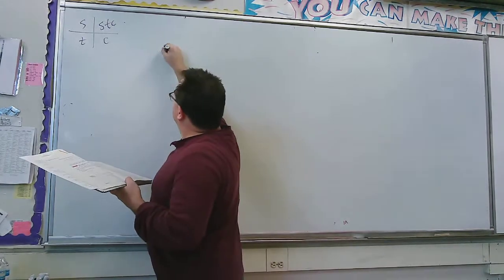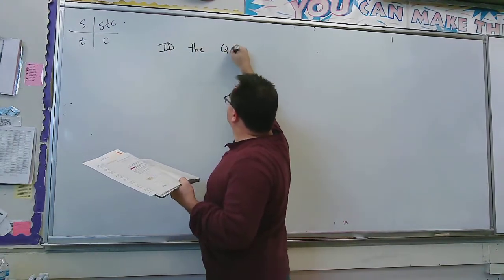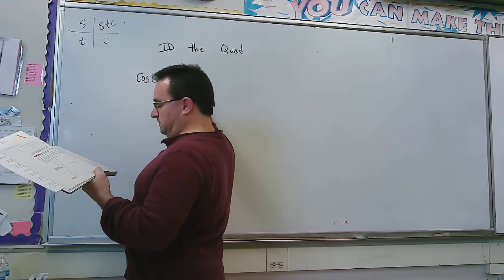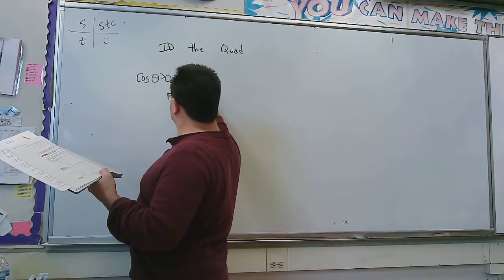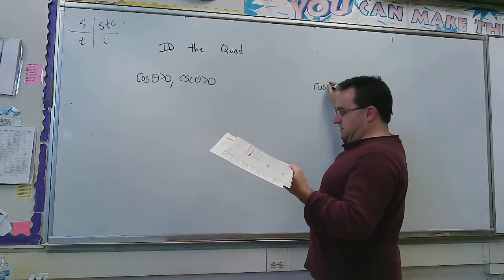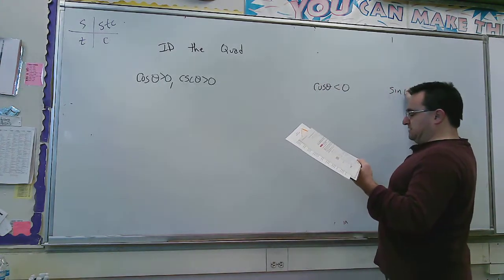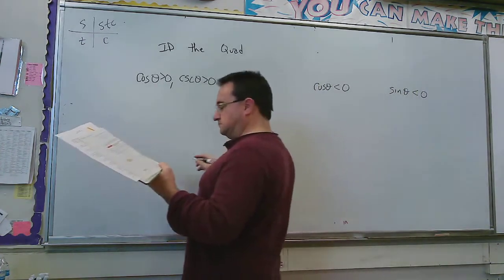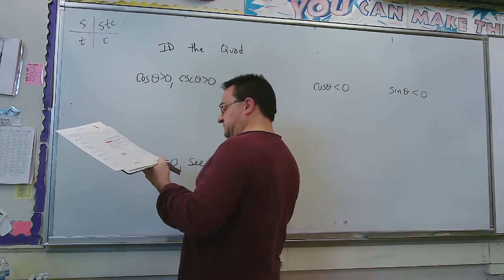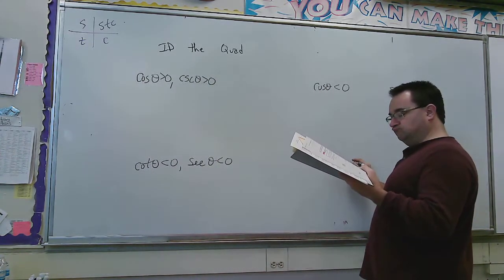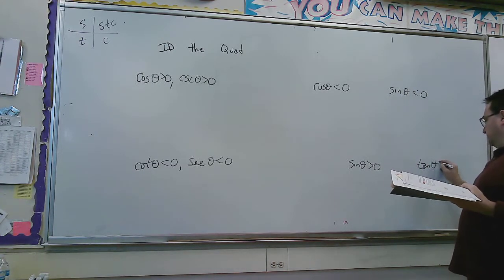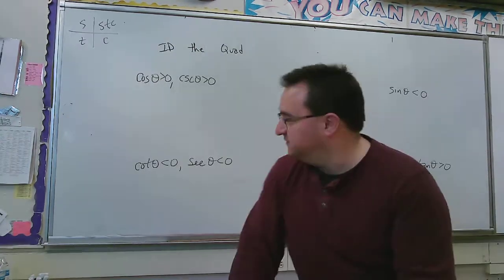So, ID the quadrant. Cosine theta greater than 0. Cosecant theta greater than 0. Cosine theta less than 0. Sine theta less than 0. Cotangent theta less than 0. Secant theta less than 0. Sine theta greater than 0. Tangent theta greater than 0. So here's a bunch of different problems.